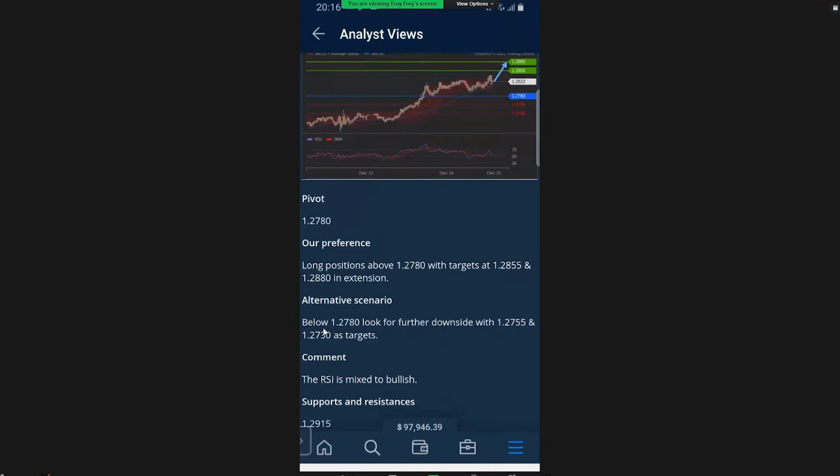If it drops below that support level of 127.80, then look for further downside, because for it to break below this blue line, there must have been a lot of downward momentum. And then you'd expect it could carry to the next support level, these red lines down here. So the red lines are the take profit lines on the alternate scenario.